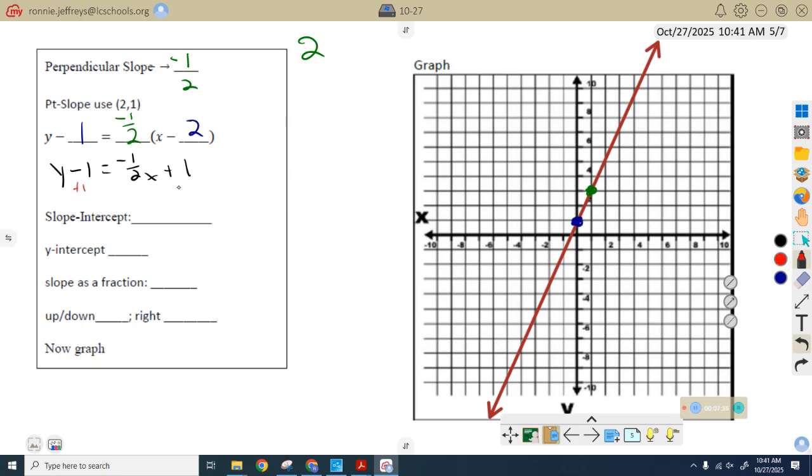Y equals -1/2 x plus 2. Alright, so y-intercept would be 2, which is here. Slope as a fraction, it's -1/2. Well, if you can't even write this, it's already a fraction. If you can't even figure out that that is actually what it is, we have big issues.